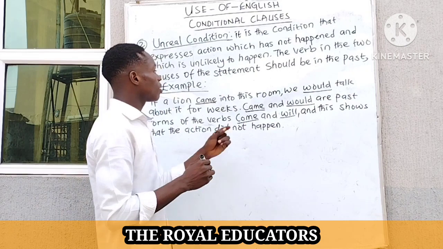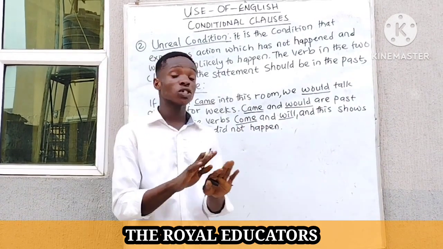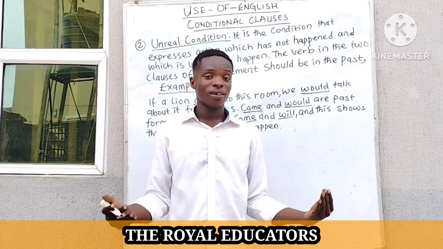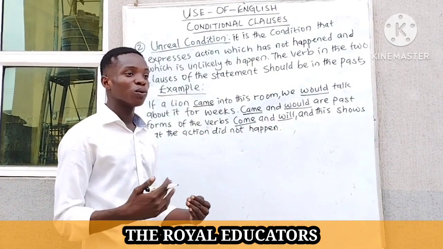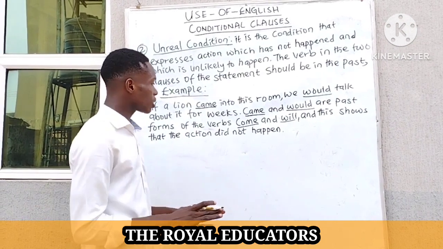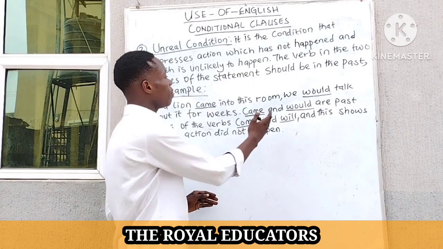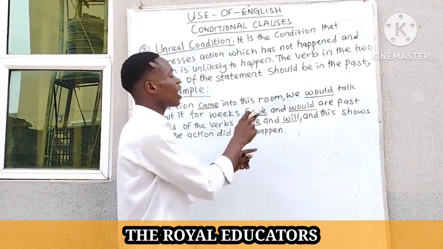Okay, so come and will, and this shows that the action did not happen. If you check it, the action did happen. Yes, if a lion came into this room, we will talk about it for weeks. It shows that it did not happen. So came and would are past forms, take note of it, of the verb come and will.